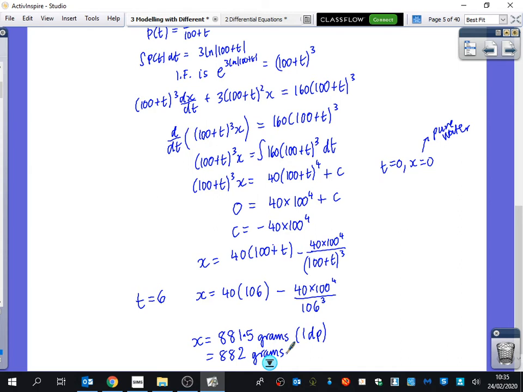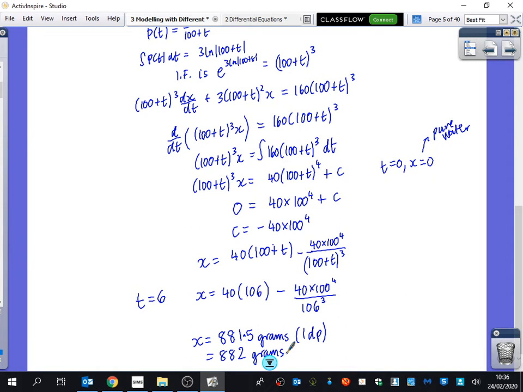Now, is that a reasonable amount after 6 hours? How much was going in per hour? 160. So 6 times 160 is 960. But then you get rid of some of it, because it's leaking. But once it gets dispersed in there, lots of what's leaking is water, and only a bit of it that's leaking is copper. So 882 is sensible. If you got something like 3 grams, or minus 5 grams, or 58 kilograms, you obviously need to stop and look at it.